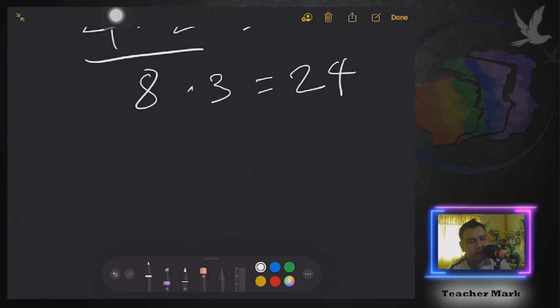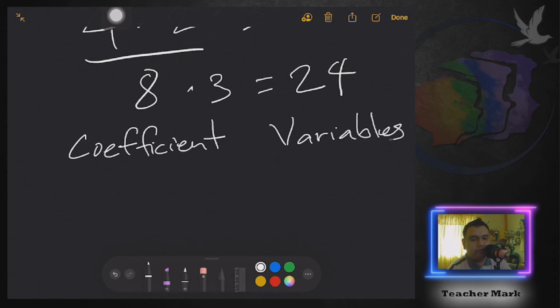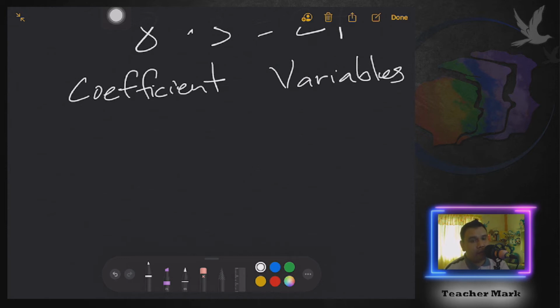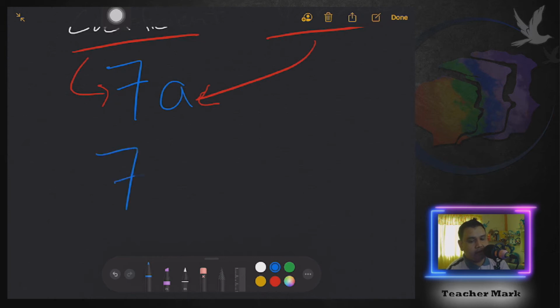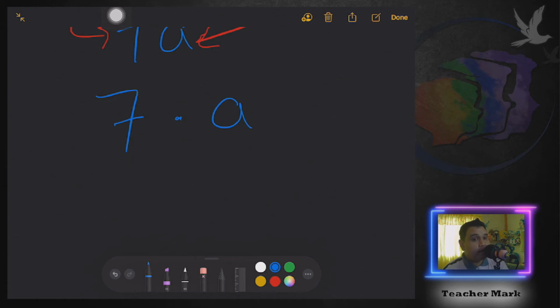So just a recap. Again, coefficients and variables. Coefficients are our base number placed together with a variable. So basically, a coefficient is a number that we multiply to a variable. So for example, we have 7a. Our coefficient is 7. Our variable is a. And the relationship between 7 and a is multiplication. Do not forget about that. It means that 7a actually means 7 multiplied to a. 7 times a. Okay? So going to our next topic.